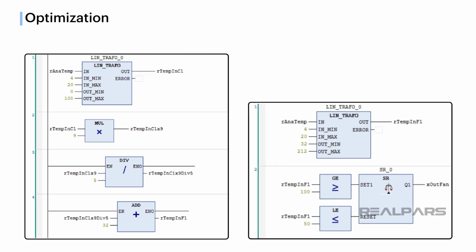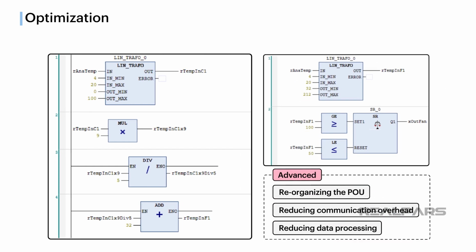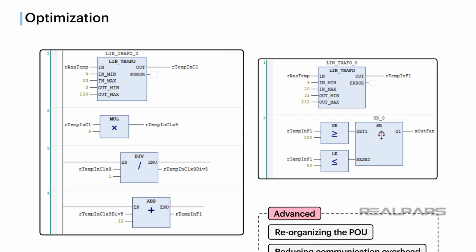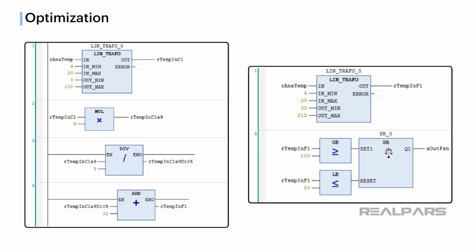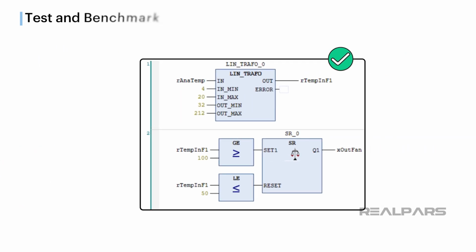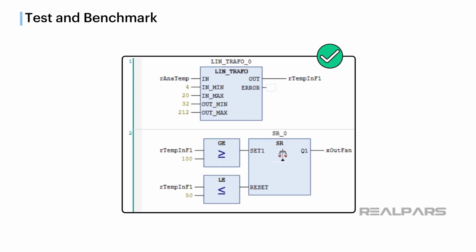In other applications, you may also optimize performance using more advanced methods, like by reorganizing the POUs in the application, reducing communication overhead, or reducing data processing. Now that we are done with our optimization, we can test and benchmark the results. After optimizing an application, you should check how much of an impact your changes have made to understand the value of the optimization and if the performance targets were reached.